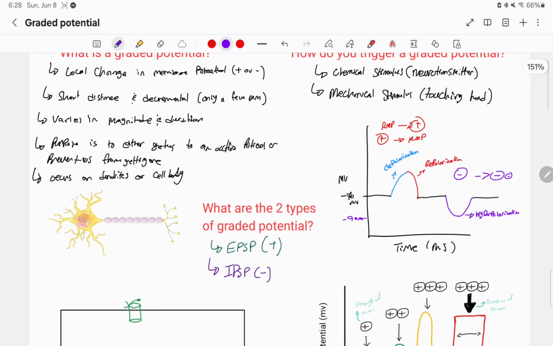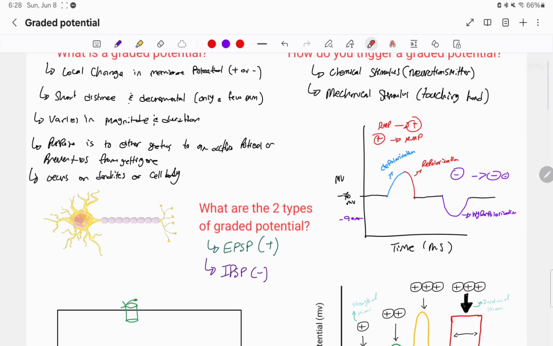Now, why am I telling you this? Because whenever I launch an EPSP, what am I doing? I am having a local change in the membrane potential that is positive. So I am depolarizing. And since this graded potential is decremental, once it fades away, the membrane repolarizes, from that positive up here back down to this.